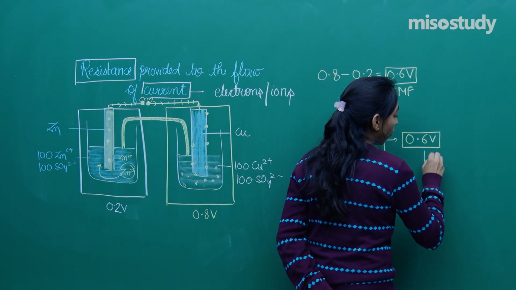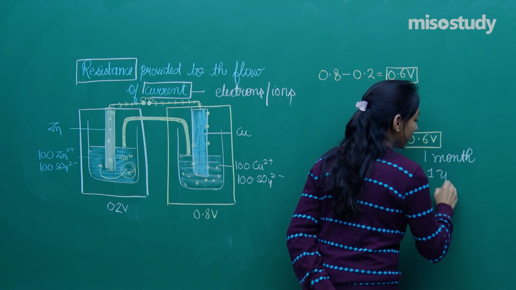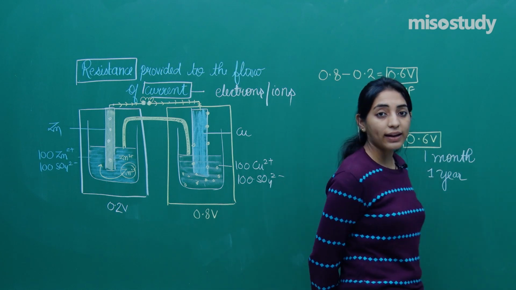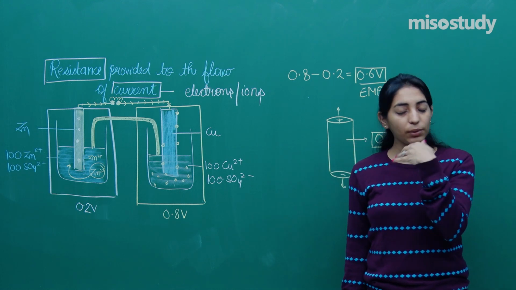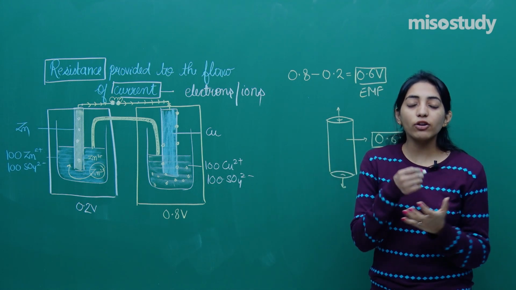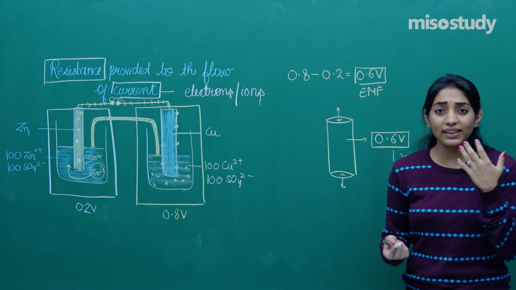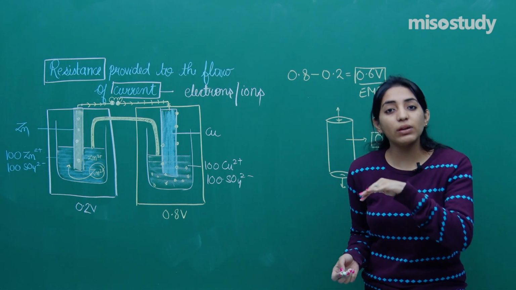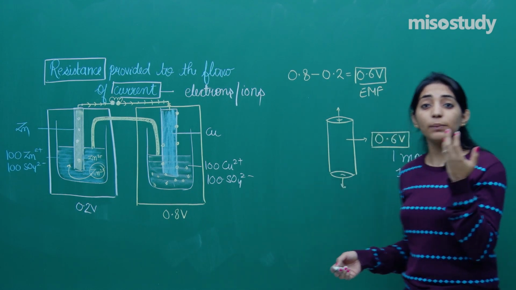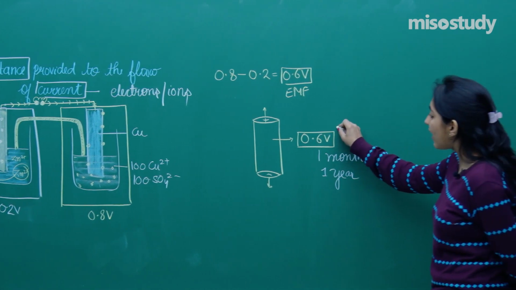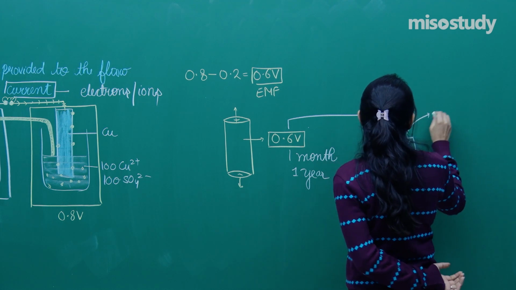You use this cell for 1 month, 2 months, 3 months, 6 months, 1 year. You would have seen the wall clocks, right? If you put the cell in, they function very nicely. And then after a few months, when the cell starts getting degraded, first the time will fluctuate in the watch, and then one day the watch will stop working. Why does the watch stop working? Because the potential difference in the cell was getting reduced, and one day it came to 0 volt and we said that the cell is dead.